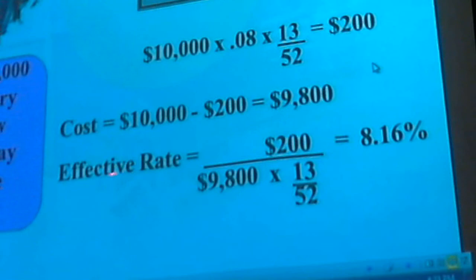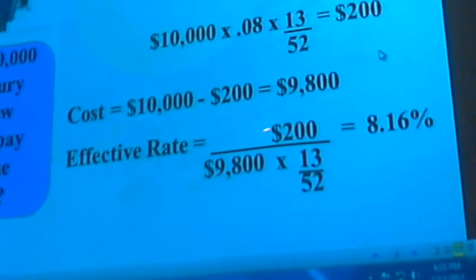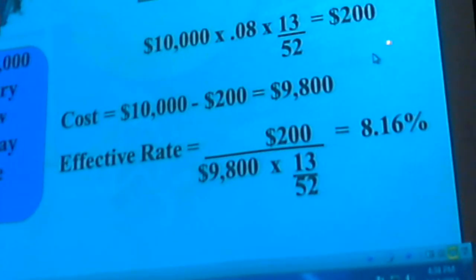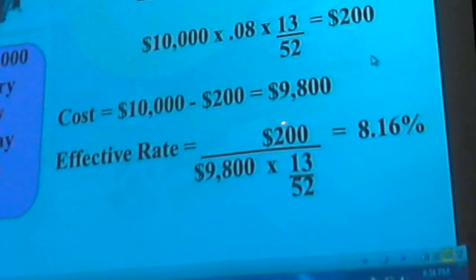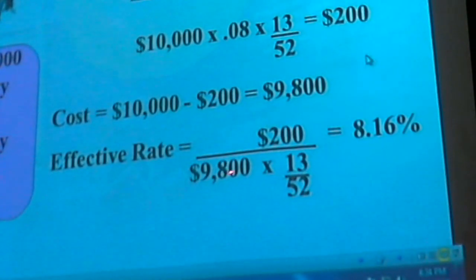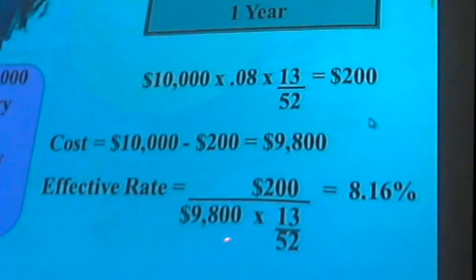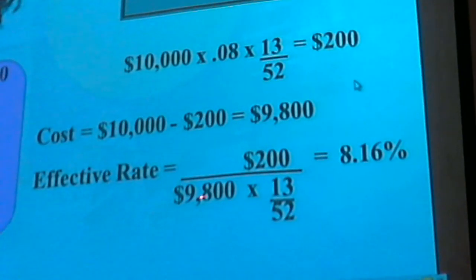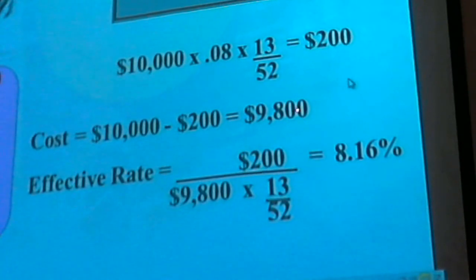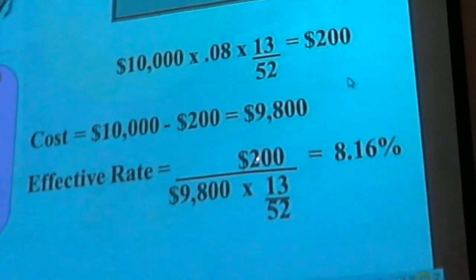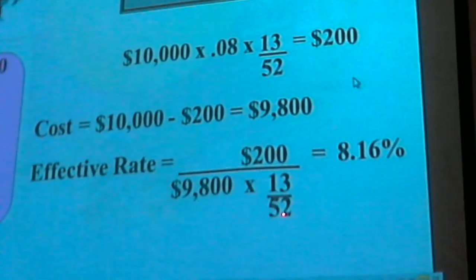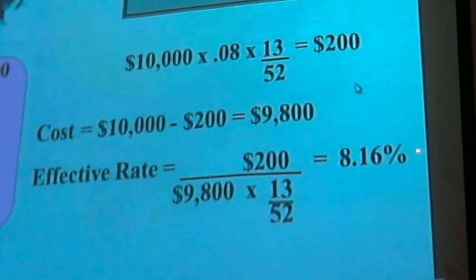Now to figure out the effective rate, do you notice what's going on here? On top we have I, interest. Then principal, which we got here, and then this is time. Interest, principal, time. And then you get your rate. And then you get your effective rate.